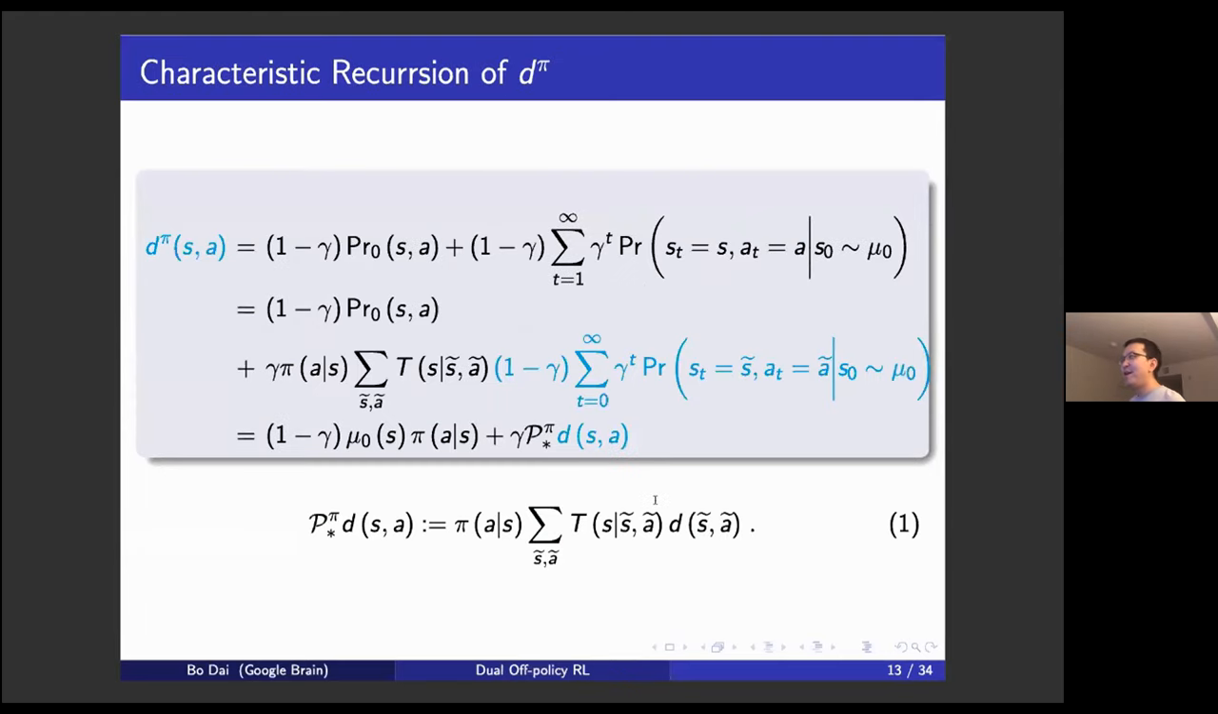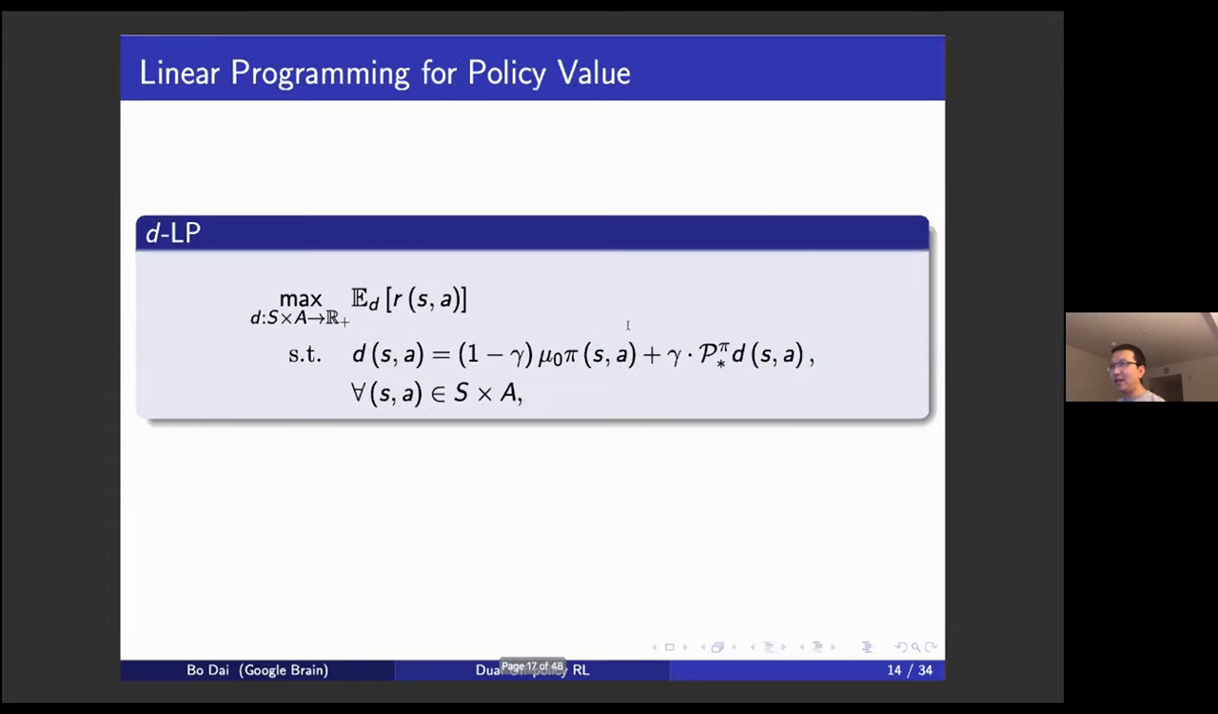Similarly, we can derive a Bellman-like recursion to calculate this d pi. The derivation here is very simple, as I mentioned before when deriving the Bellman equation. You just extract one component and list the rest of it, and based on the definition of d pi, you eventually end up with an equation similar to the Bellman equation. Are we clear about this? I will not go step by step. Good. If everyone understands this part, the rest is very simple. We have this equation, now we can rewrite our linear programming form for the policy value.